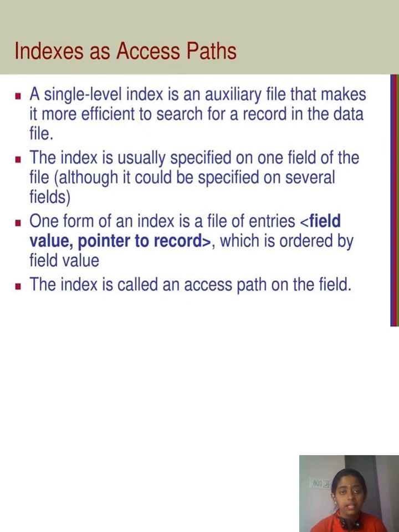Okay, let us see what is indexes as access paths. A single level index is an auxiliary file that makes it more efficient to search for a record in the data file. The index is usually specified on one field of the file, although it could be specified on several fields. One form of an index is a file of entries that can be written as field value, comma, pointer to record, which is ordered by field value. The index is called an access path on the field. So this point is important.